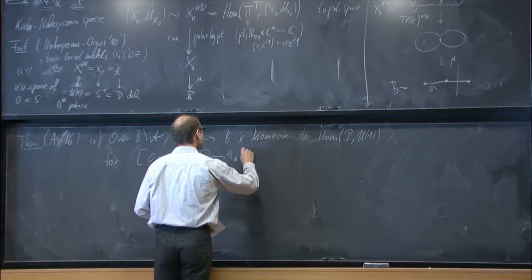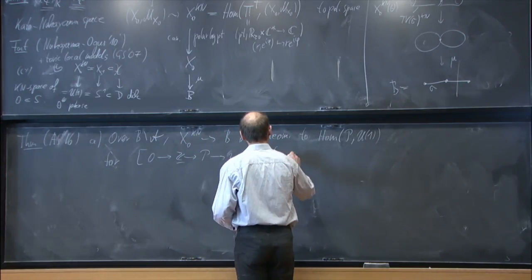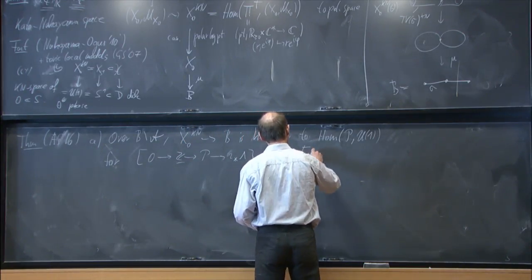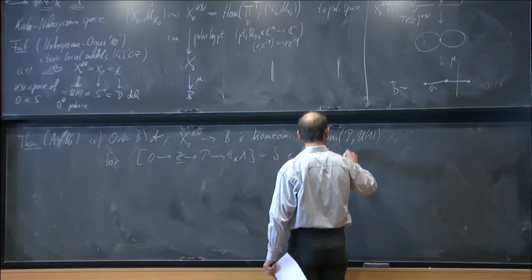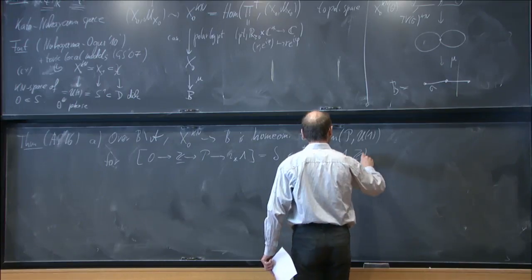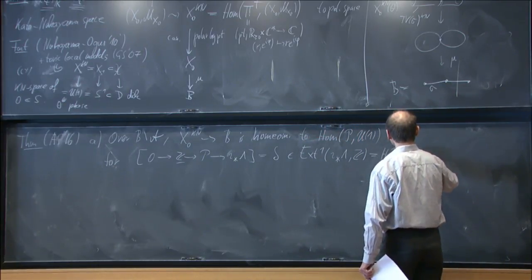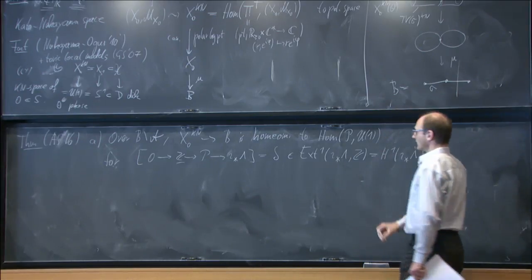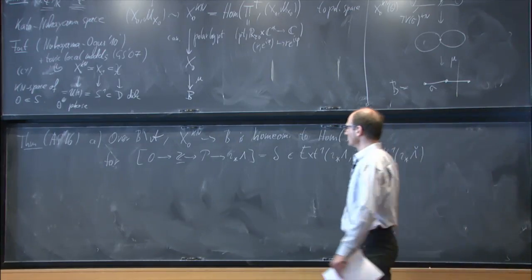Iota lowest to lambda, maybe just lambda because we only work over B minus A. So that's an element of Ext^1 of iota lowest to lambda, Z, which is the same as H1 of iota lowest star lambda check. And that's exactly where this monodromy class delta lived. So the monodromy, of course, has to do something with the topology.